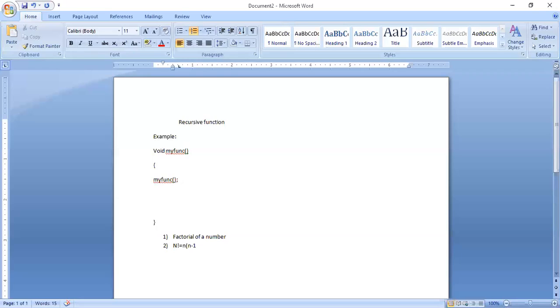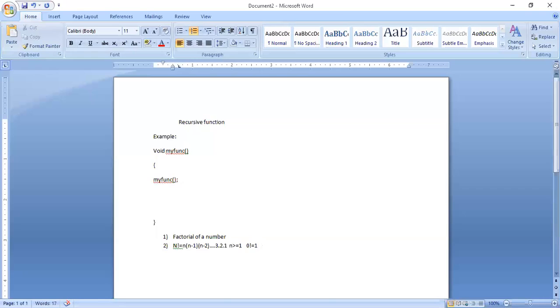n into n minus 1, n minus 2, and so on, 3, 2, 1, for all n greater than or equal to 1. As well, we have to keep in mind that 0 factorial is equal to 1.